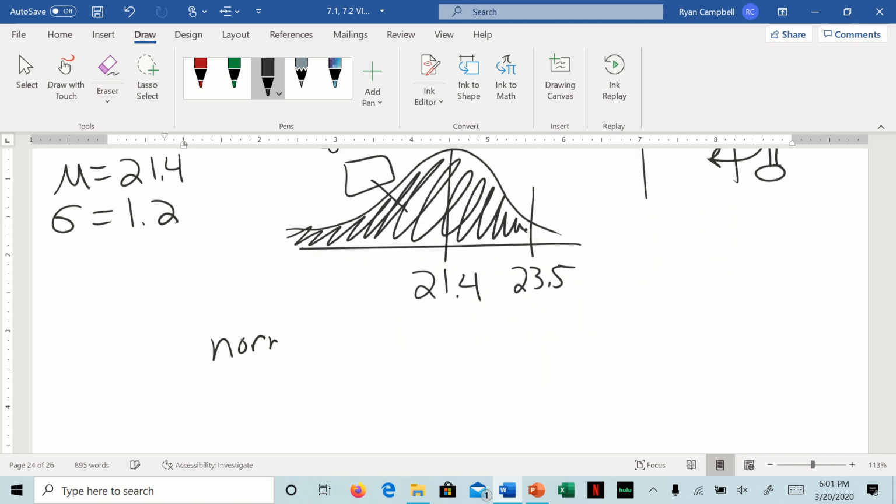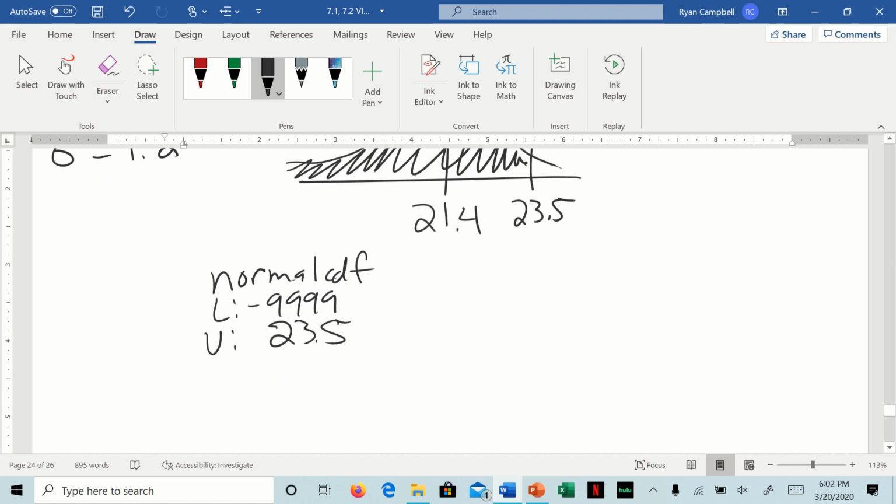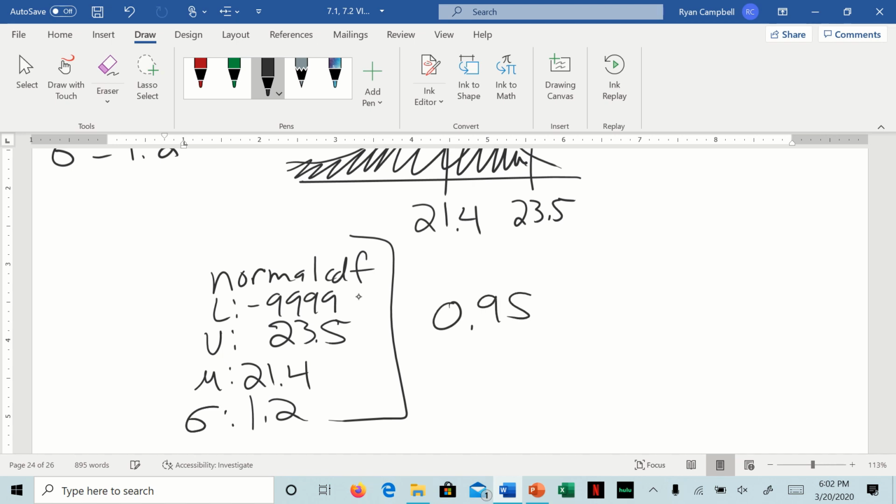So we do normal CDF. The lower is negative infinity, goes all the way down. The upper is 23.5. The mean is 21.4. Standard deviation, 1.2. And when we type all that in, you should end up with 0.9599. And if it said what percentage, then that would be 95.99%.